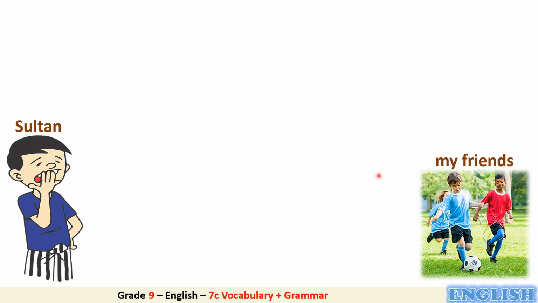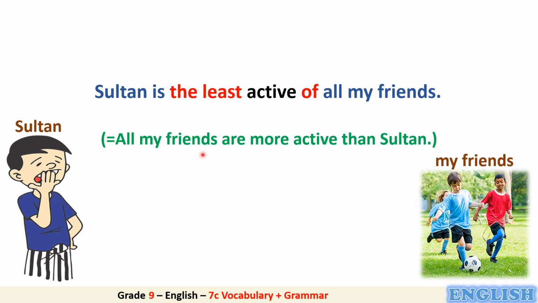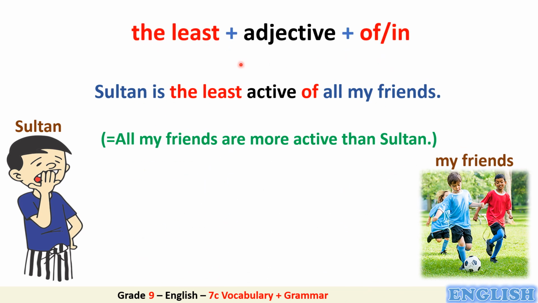Look at Sultan and look at my friends. Sultan is the least active of all my friends, which means all my friends are more active than Sultan. Look at this structure: the least plus adjective plus of or in. This is the superlative form, and we use this structure when we compare one person or one animal or one thing with several of the same kind.